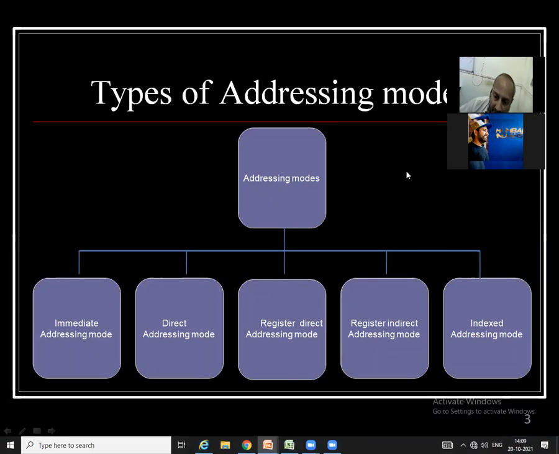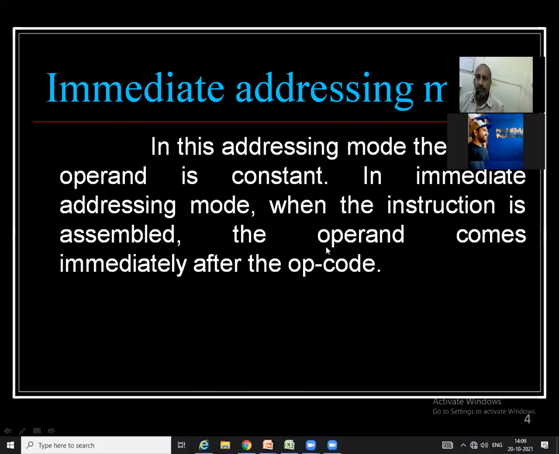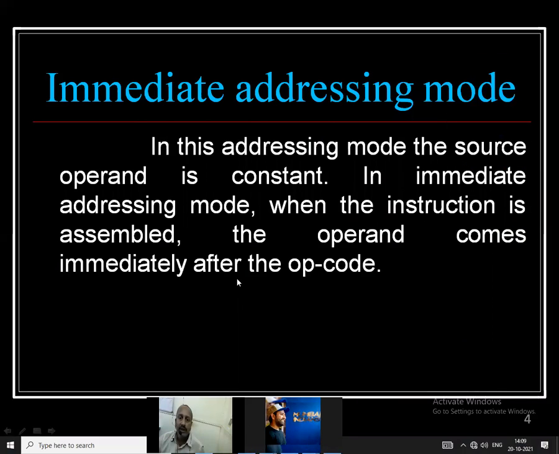Keep your pen and paper ready and note it down whenever you feel that a sentence or point is important. Okay, so there are 5 addressing modes. In that, first we are going to look at the immediate addressing mode. What does it mean? What is happening in this mode? The immediate addressing mode is nothing but the source operand is a constant.